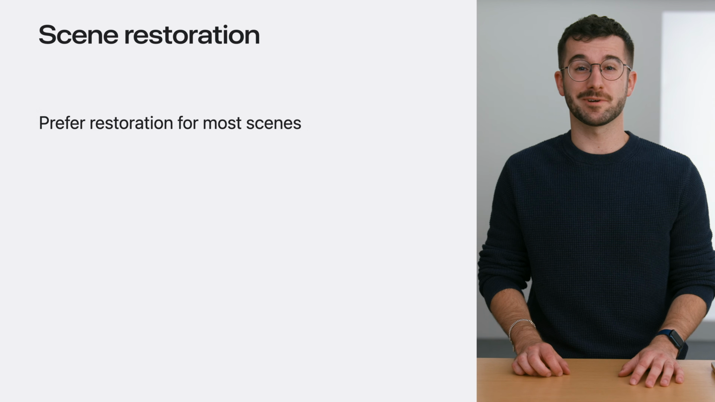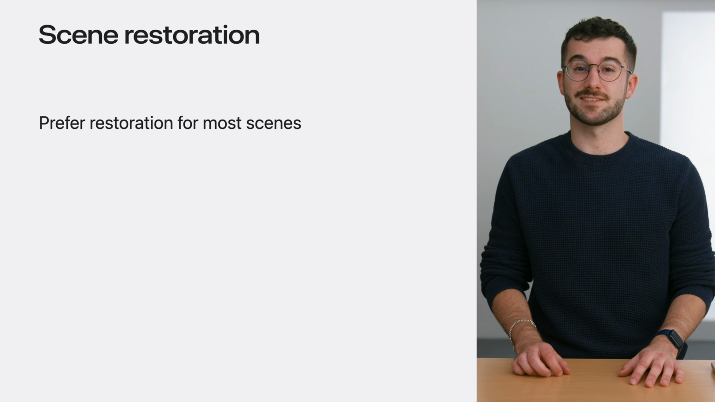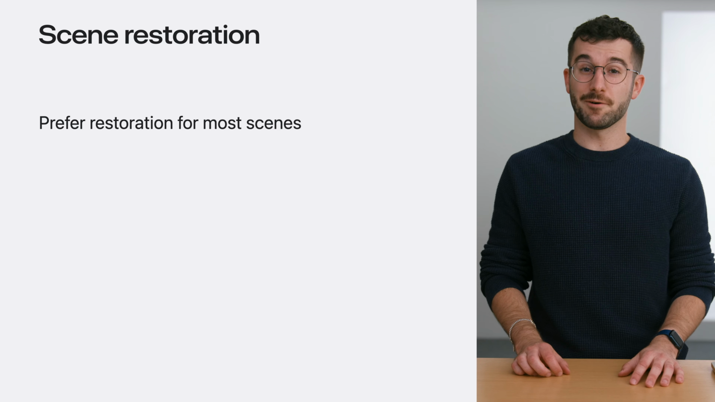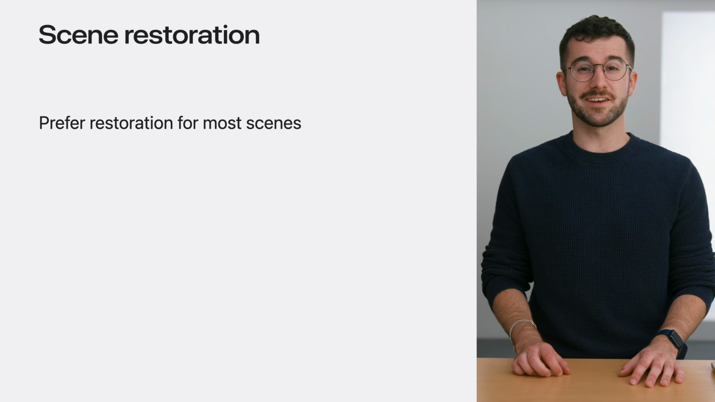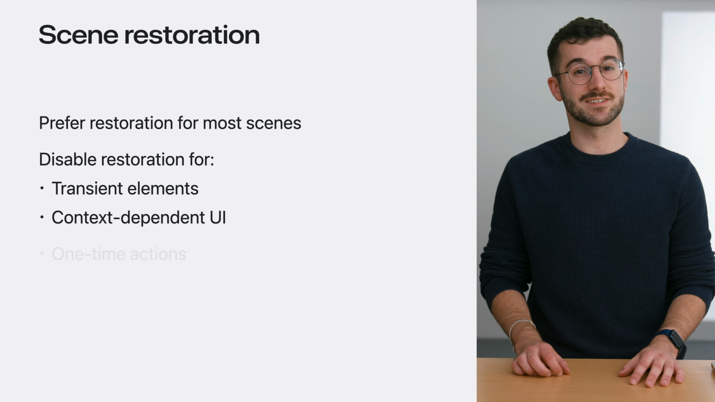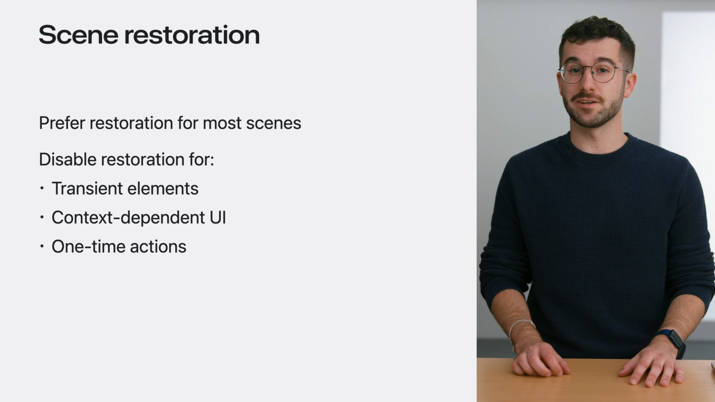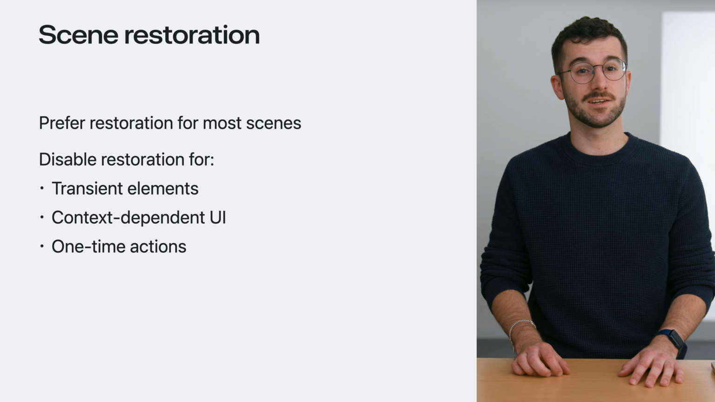In general, people will expect to be able to lock all their windows in place, and for the system to restore them. So, prefer restoration for most scenes. The system will do this for you automatically. However, for some windows, it might not make sense to persist them this way. Consider disabling scene restoration for transient elements like a welcome screen, context-dependent UI like a tools window tied to a specific app state, or completed one-time actions like a login prompt.